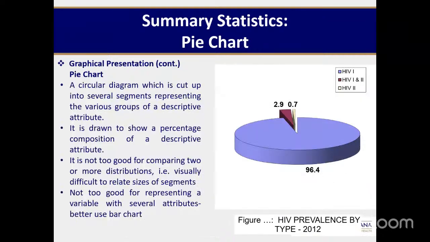We can also have the pie chart. We have used this in several of our dailies. It's normally used to show a percentage composition of a descriptive attribute of a characteristic. So we have, like, HIV type, 1 and 2 labels.